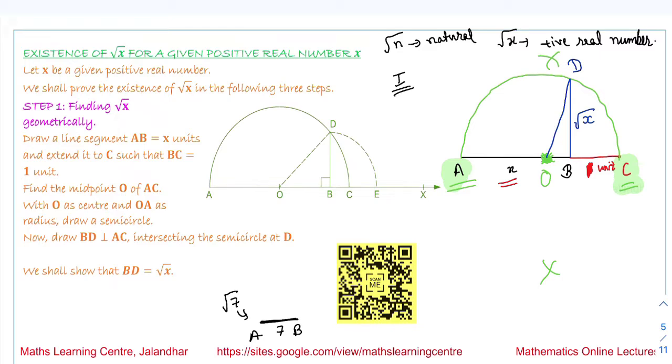I am again explaining the procedure. The first step we have to do is, we have marked or drawn this line AB.